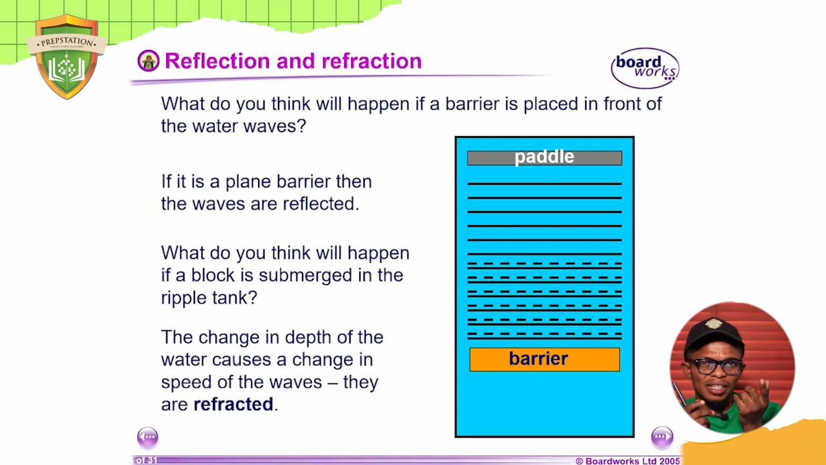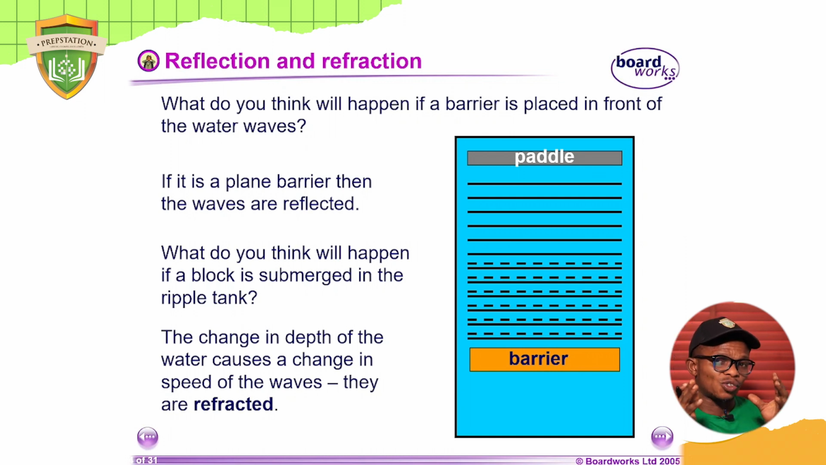And once that happens, there will be what? Refraction. Now, what is refraction? When the ripple tank was without the block submerged in it, there was no problem. But after submerging the block, what happened? There was a change in the speed of the wave. How do you know that there is a change in the speed? You will notice that by the wavefront. Now, refraction has to do with what? Density.